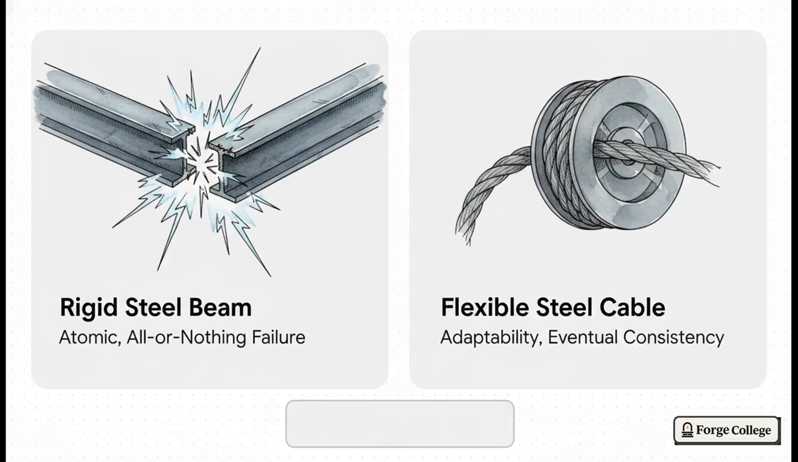On the flip side, an asynchronous flow is more like a flexible steel cable. It allows for eventual consistency, meaning partial successes actually happen on chain, but they require some really careful reconciliation later on to balance out the tension.